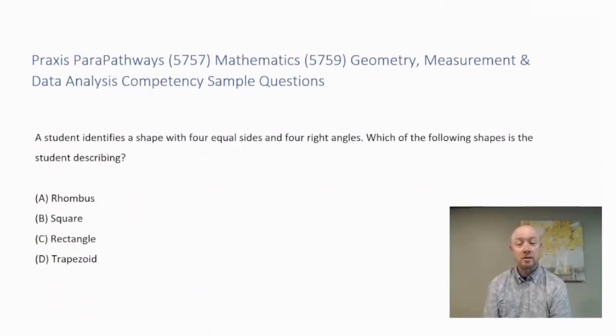A student identifies a shape with 4 equal sides and 4 right angles. Which of the following shapes is the student describing? Is it A, a rhombus, B, a square, C, a rectangle, or D, a trapezoid? All right, so let's eliminate some possibilities here. Since it says the shape has 4 equal sides and 4 right angles, that means opposite sides and opposite angles have to be the same, which means it's a type of parallelogram, which means we can eliminate choice D, trapezoid.